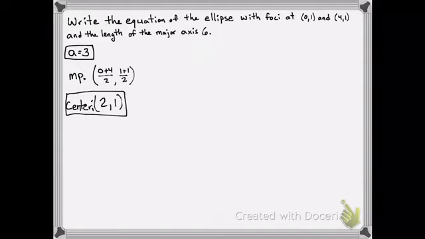I also need to figure out whether this is a horizontal or vertical ellipse. We haven't done that yet, so let's do that next. How can I tell if this is a horizontal or a vertical ellipse? Well, you just have to think about if you were to graph this.